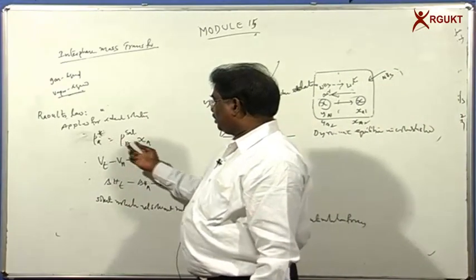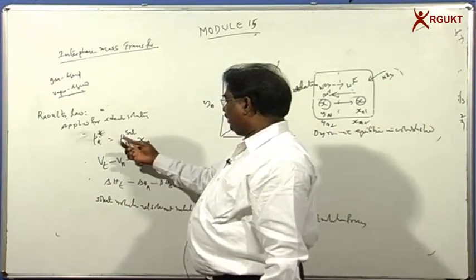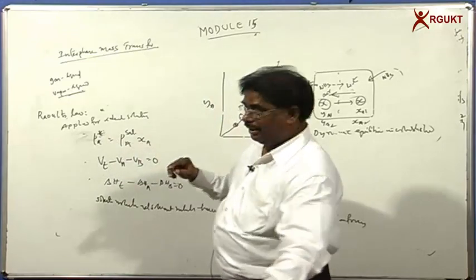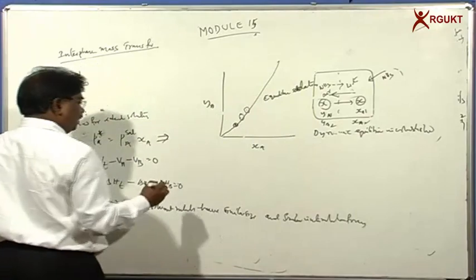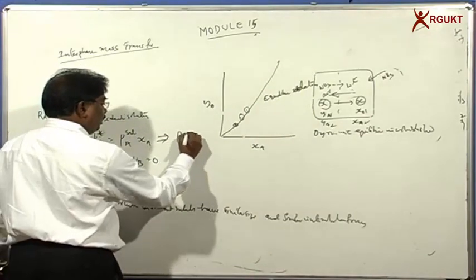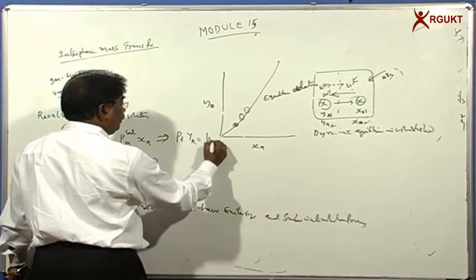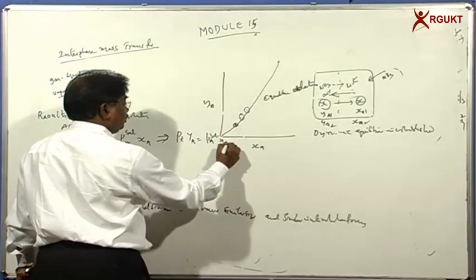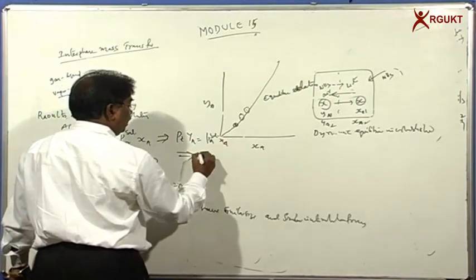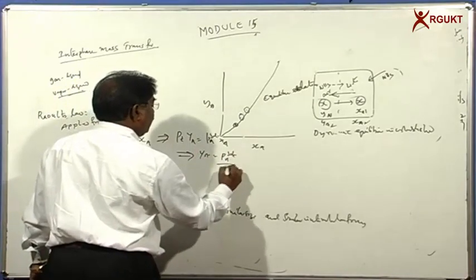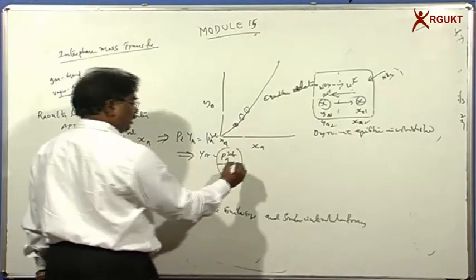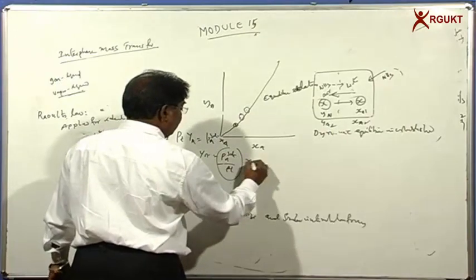So when Raoult's law is applied, we have PA equal to PA sat into XA. Then we can apply Dalton's law, and PA is equal to PT into YA, which is equal to PA sat into XA. So from this one can say YA is equal to PA sat divided by PT, multiplied by XA.